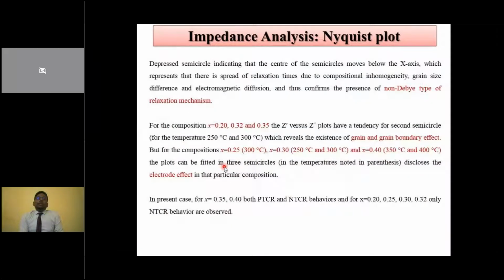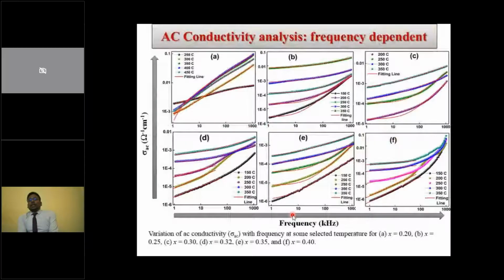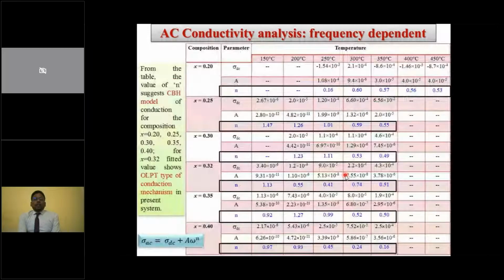This depressed semicircle depicts that a non-Debye type of relaxation mechanism is there. Okay, now coming to the conductivity analysis. This figure shows the AC conductivity on the y-axis and the frequency on the x-axis. The formula we have followed here is sigma AC equal to sigma DC plus A omega to the power n.